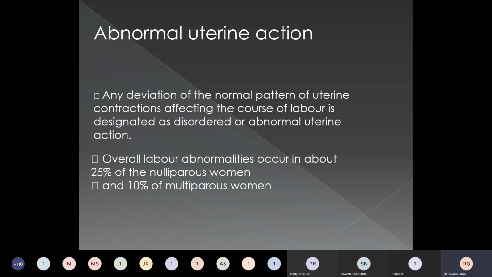Or the uterus will contract, relax, contract, relax. In a period of 10 minutes, you may have 5 to 6 such contractions. Then also you call that it is an abnormal uterine action. So incoordinate action means any deviation from the normal pattern, you consider that to be an abnormal contraction. So what is the incidence of this abnormal contraction? In case of a nulliparous woman or a primigravida, the incidence is around 25%. What is the incidence in case of multiparous women? In multiparous women, it is around 10%.